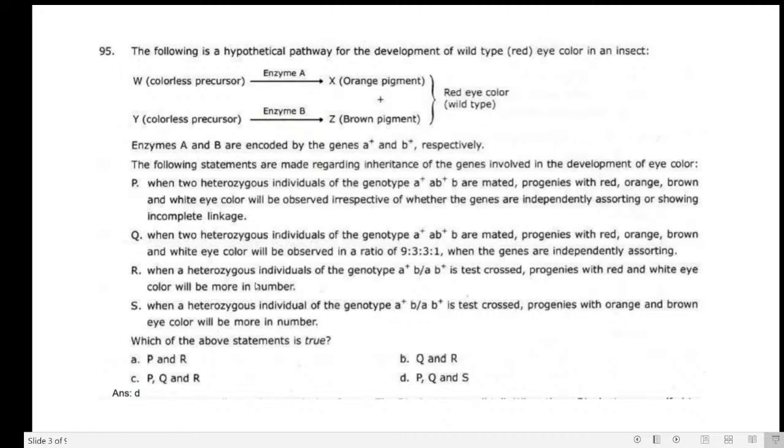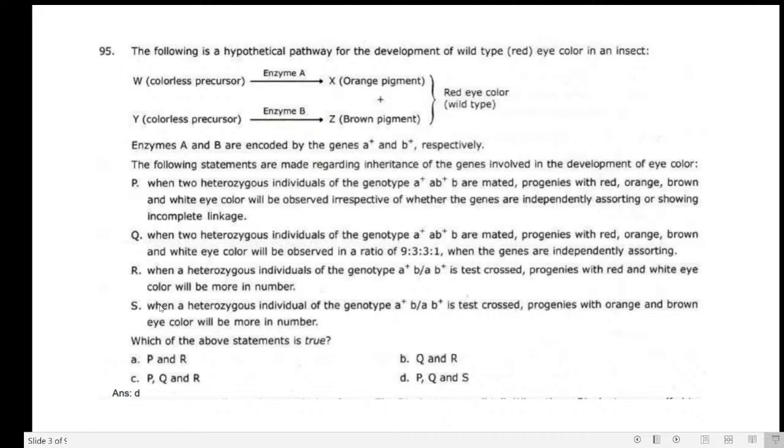Next one is, when two heterozygous individuals of phenotypes A plus AB plus B are mated, progenies with red, orange, brown, and white eye color are observed in ratios, irrespective of whether the genes... Here they show respective ratios. Their genes have some ratio, like 3 is to 1, when genes are independently assorting. Okay, they are complete linkages.